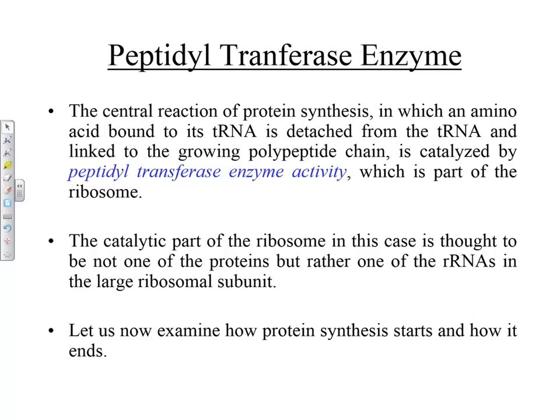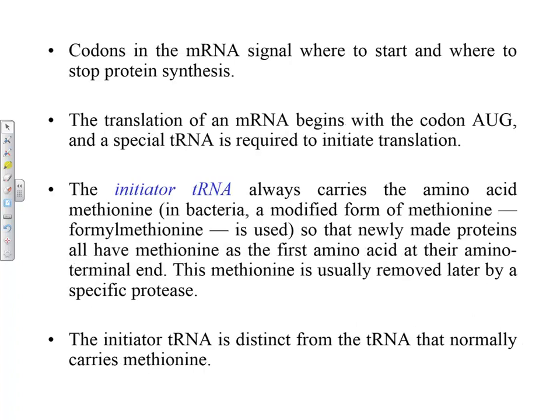And these again are a little bit different between prokaryotic cells and eukaryotic cells. Now codons in the messenger RNA signal where to start and where to stop protein synthesis, right? Because we know there is a start codon, AUG, and stop codons, UAA and so on. So the translation of a messenger RNA begins with the codon AUG, and a special tRNA is required to initiate translation. AUG also codes for the amino acid methionine.